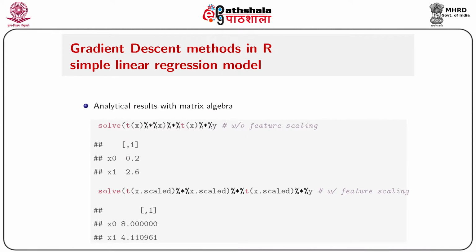For the analytical results with matrix algebra, you just have to use the function solve with this x prime x. This is the R expression of that function: solve of x prime x into x prime y. This is the matrix multiplication we solve, and that solution will come around 0.2 and 2.6. For the scaled data it is the same: solve of x.scale prime x.scale into x.scale prime y. So it will be 8.0 and 4.1.